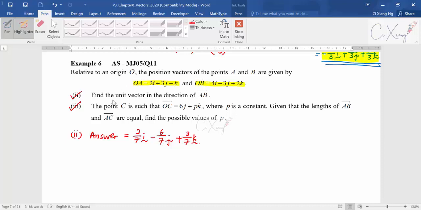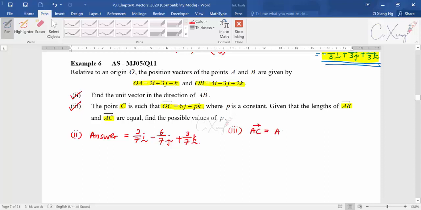Then we can discuss another example here, part number 3. So here they give you some information. Point C is such that OC is 6j plus pk, where p is a constant. Given that the lengths of AB and AC are equal, find the possible values of p. So now they tell you that the length of AB equals the length of AC. Before that, maybe I need to find what AC is first.